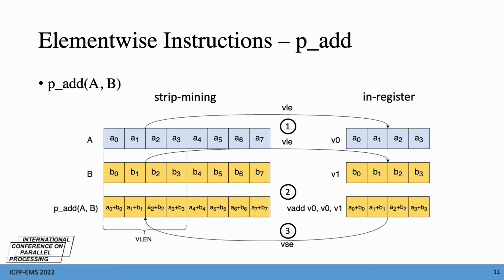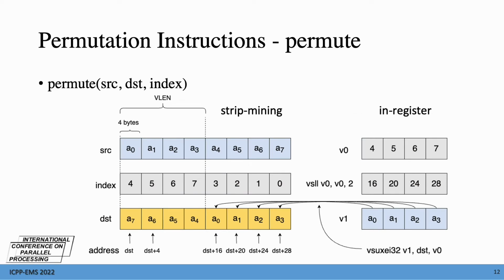Finally, we store the result back to the memory by the vector store instruction VSE and continue the next strip mining iteration. Here is an example of permute instructions. The permute instruction takes a source vector and an index vector. Then it permutes elements in the source vector to their corresponding destination.